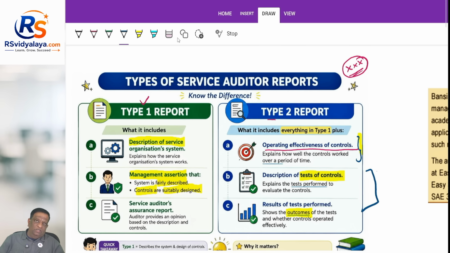So, as an answer to this, you are supposed to describe what are the two types of reports and elaborate a bit more on this type 2 report. So, this is the discussion on this type of reports that are being issued by the service organization's auditor or the service auditor. So, after getting an understanding of what is user entity, what is service organization, who is user entity auditor and who is service entity auditor, now let's move on with the further one.